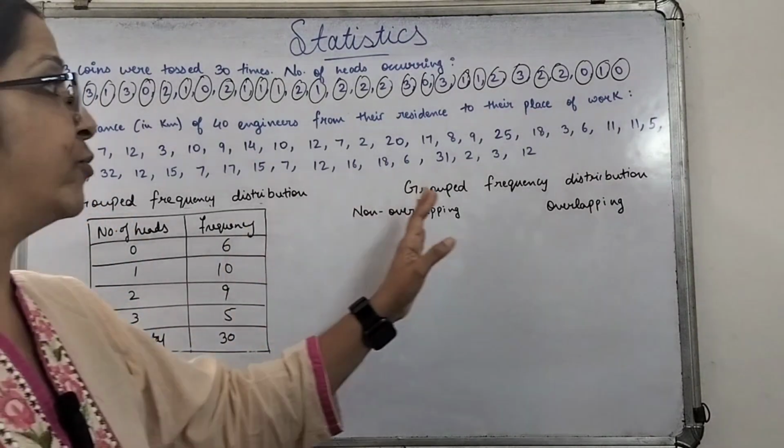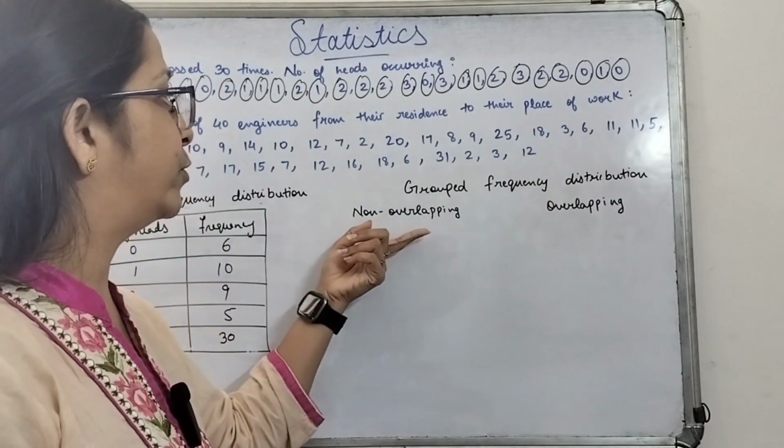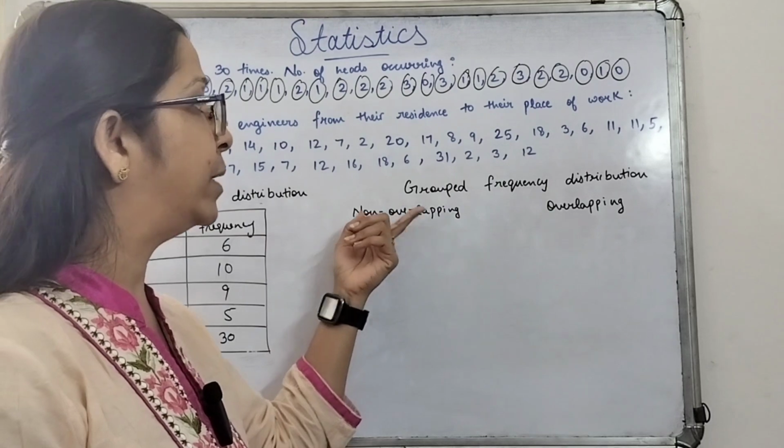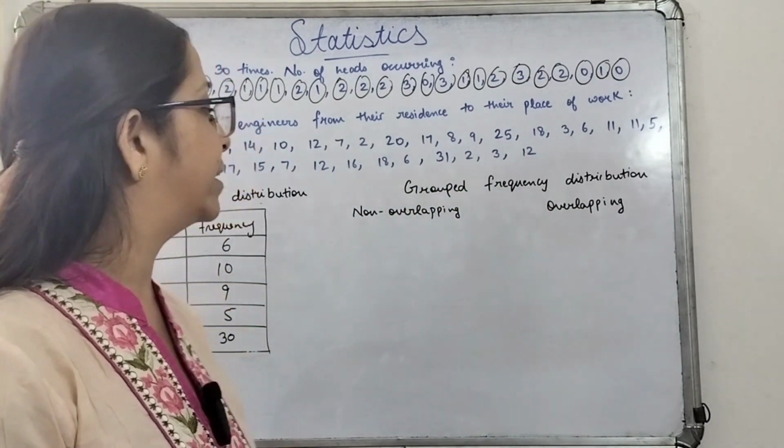Now, what is your grouped frequency distribution table? So again, grouped frequency distribution table is of two types. One is your non-overlapping type, another is your overlapping type. So what all these are, we'll be understanding right now.